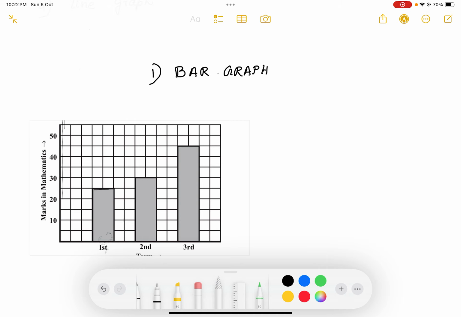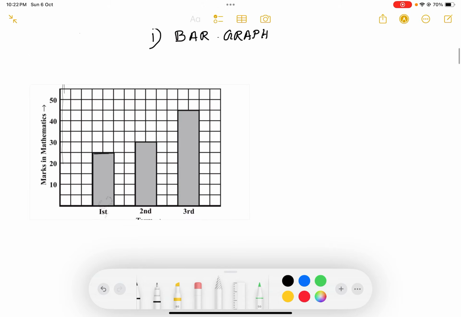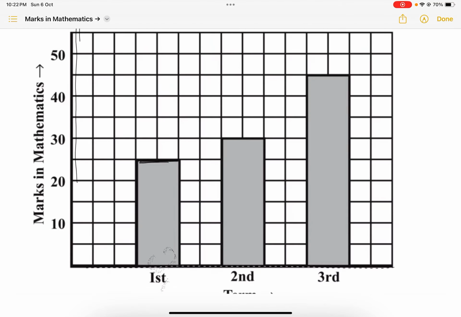Whenever you draw a graph, first you have to understand that there is an x-axis and a y-axis. The x-axis is the horizontal line, and the y-axis represents the vertical line. Okay. So this is the x-axis, and this is the y-axis. Now on the x-axis, suppose the tests of one particular student are given: the first test, the second test, and the third test. And here the marks are represented on the y-axis.